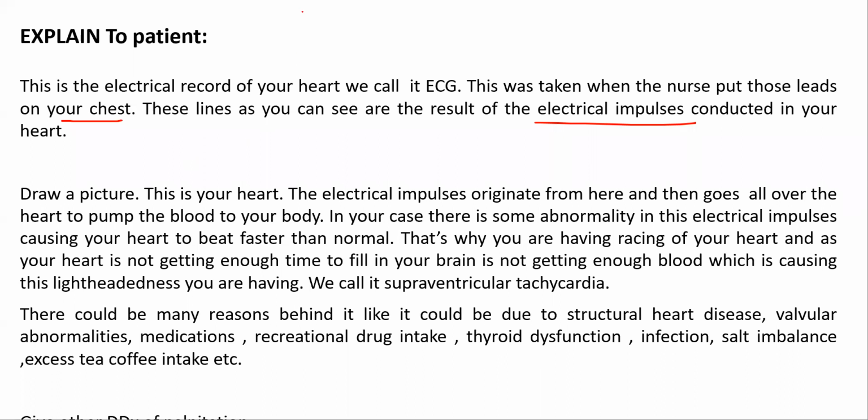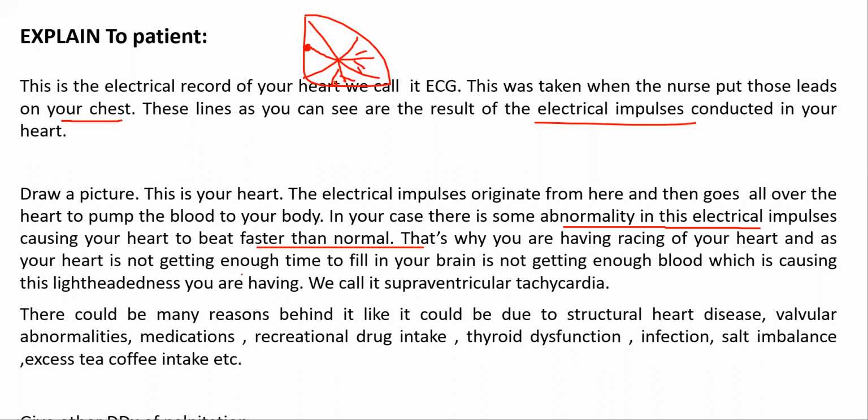Now, think that this is our heart, and the heart has 4 chambers like this. The electrical impulse originates from the upper chamber of the heart, and then it goes all over the heart to pump the blood to your body. This electrical impulse is very important for the pumping action of the heart. And without pumping action, the blood cannot reach your body as it should. In your case, there is some abnormality in this impulse, causing your heart to beat faster than usual. That's why you're feeling this thumping or racing of your heart.